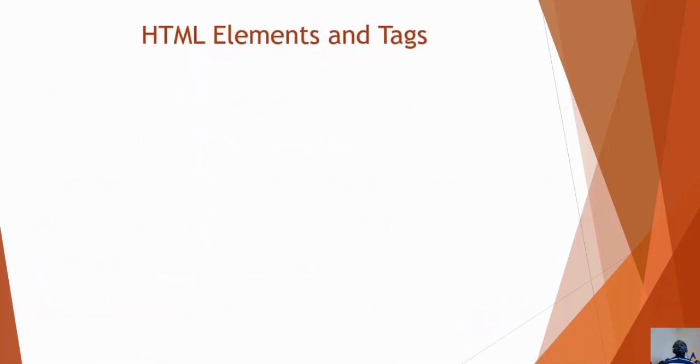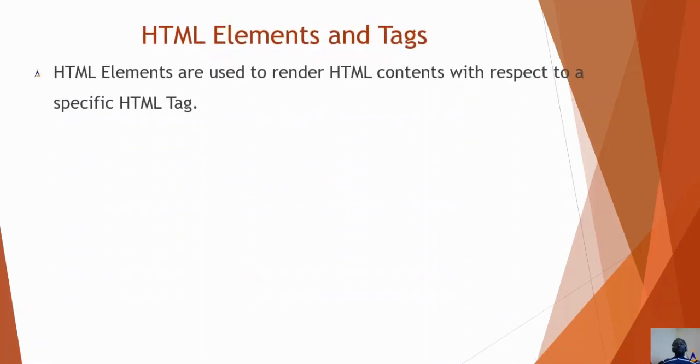What are HTML elements and HTML tags? An HTML element is used to render HTML content with respect to a specific HTML tag. Now, one can get confused about what actually an HTML element and an HTML tag is. How does an HTML element differ from an HTML tag? Don't worry, you will know all these concepts and terminologies in this tutorial.